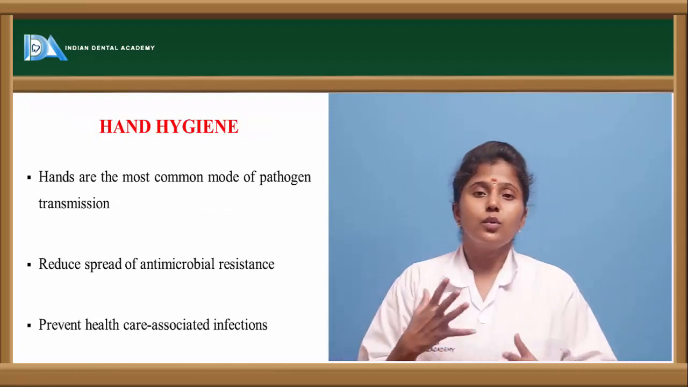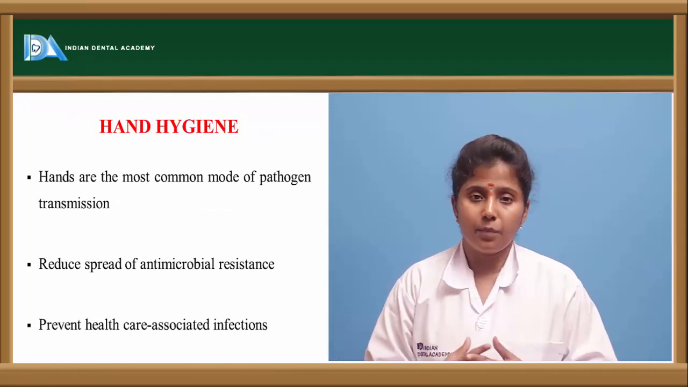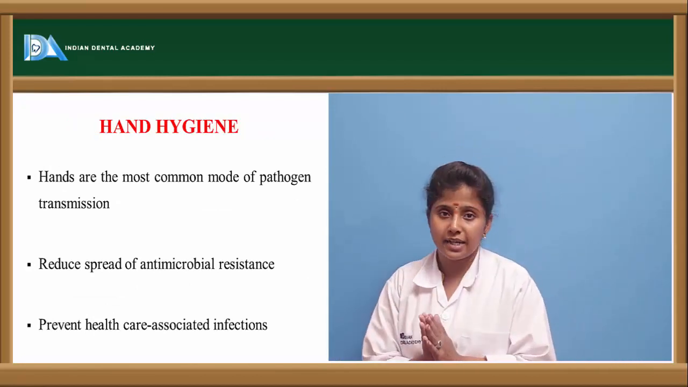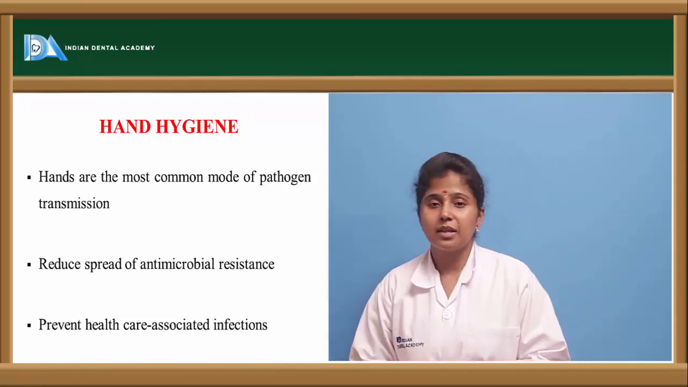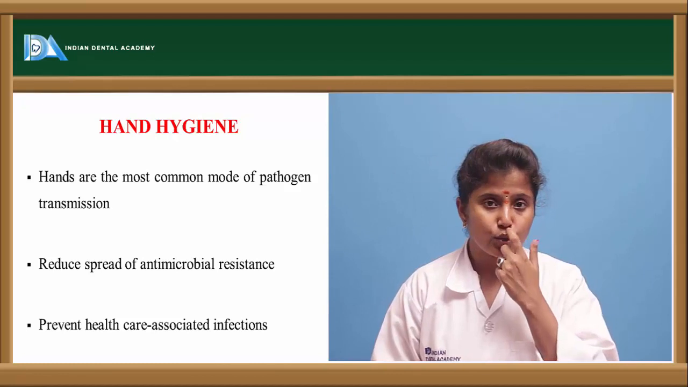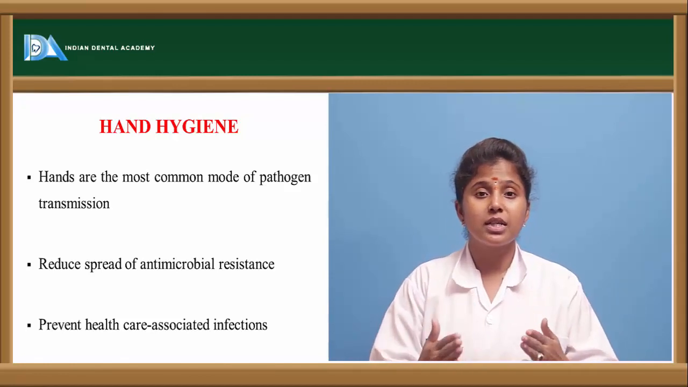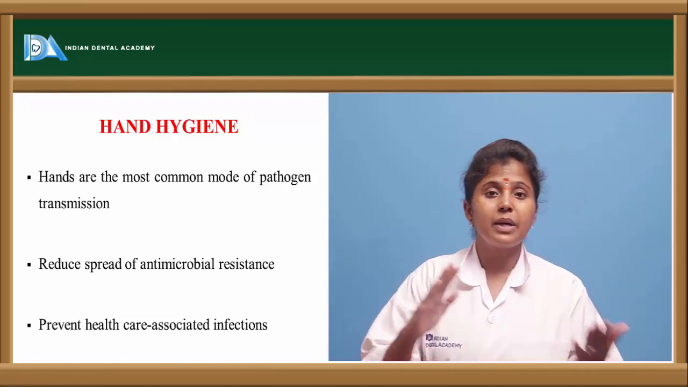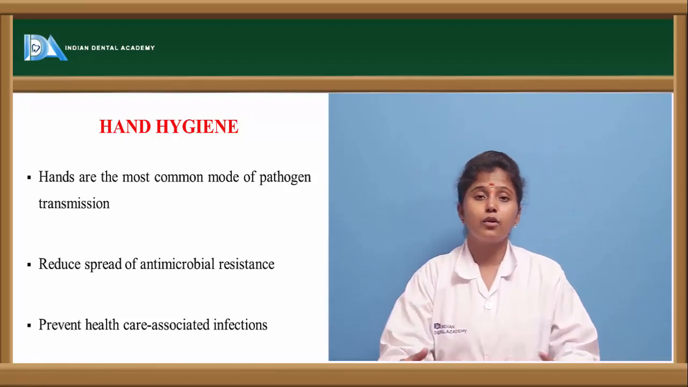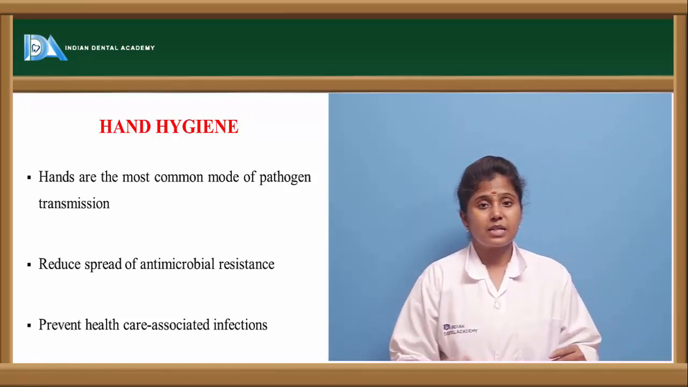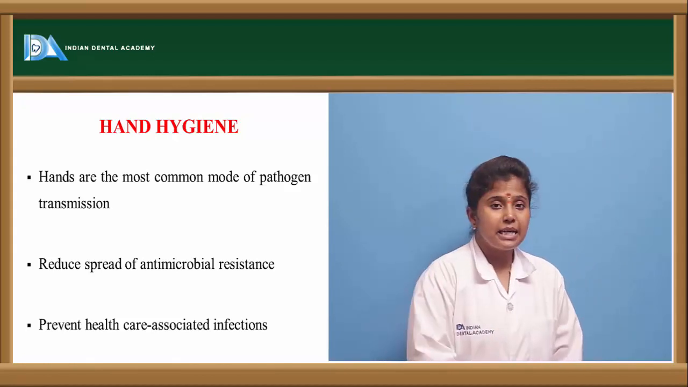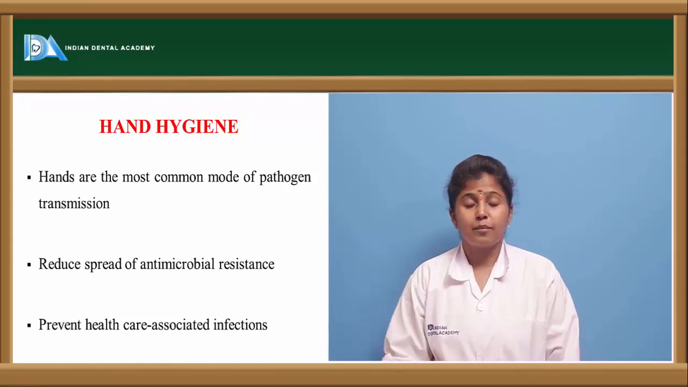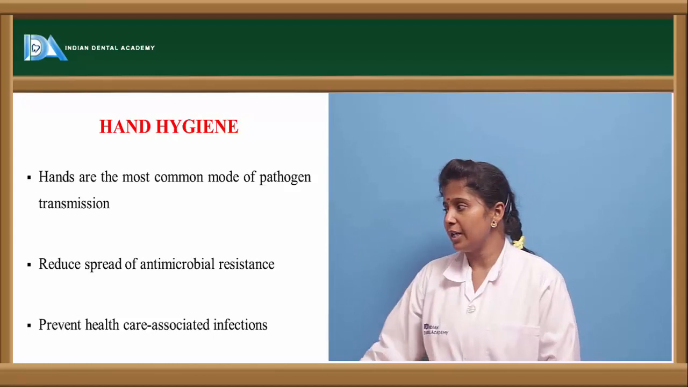So how is universal protection done? The first thing is hand hygiene. We need to keep our hands clean. Hands are the most common mode of infection. That is the reason that before giving treatment and after giving treatment, or before touching any chemical substances, we need to wash our hands, and thereby the spread of pathogens can be reduced.